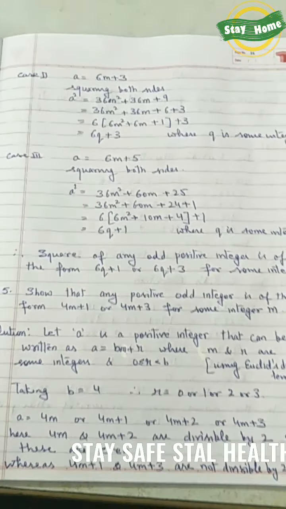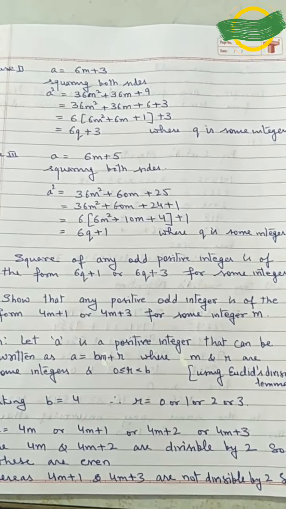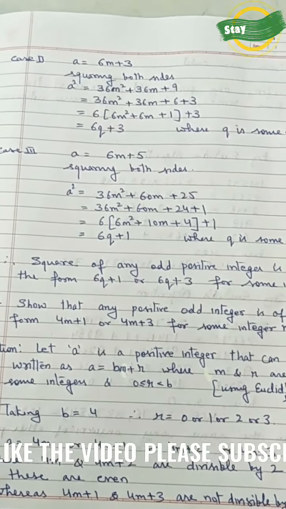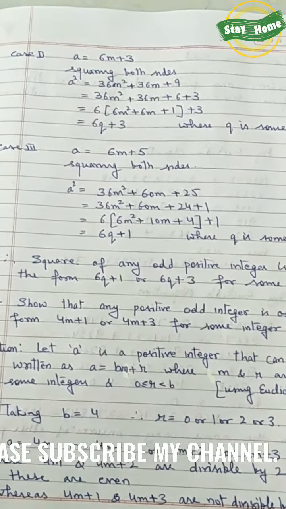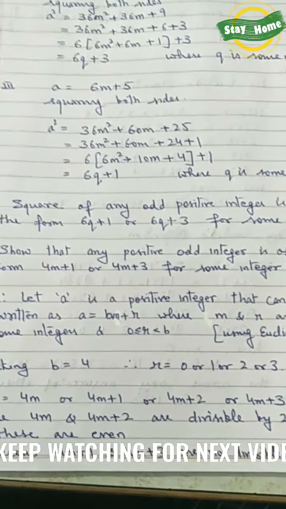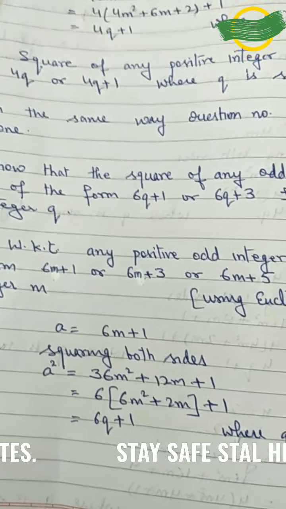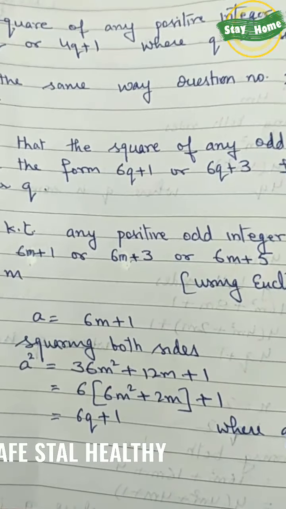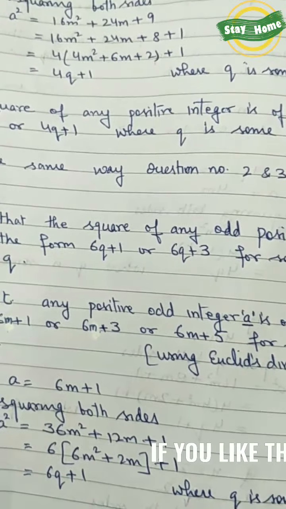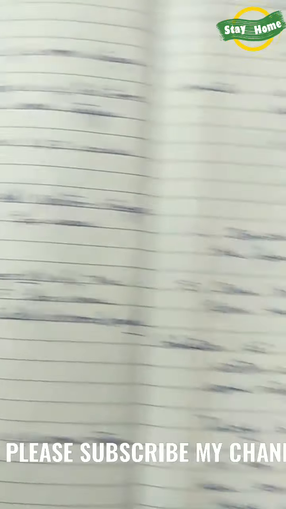Let a be a positive integer that can be written as a equal to bm plus r. Here you are not supposed to take a equal to bq plus r. Here you have to take what you want in the final result, so you take m in the beginning, because in this question you are not going to do squaring on both sides. Like in the previous question, you have to show the final result as 6q plus 1, so we haven't taken q in the beginning. Why? Because we have to take the integer, then do squaring, and after that take common, and that quotient should be q, no? But here it is not like that.